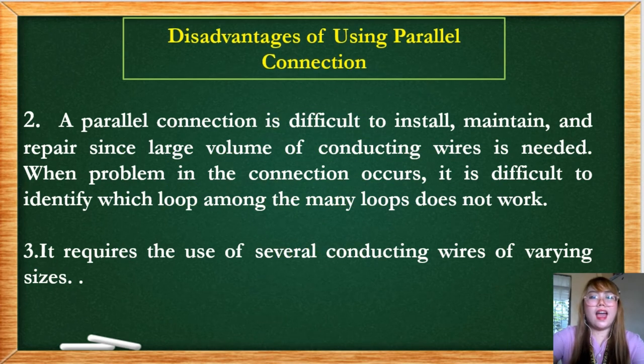Second, a parallel connection is difficult to install, maintain, and repair, since large volume of conducting wires is needed. When problem in the connection occurs, it is difficult to identify which loop among the main loops does not work. And third, it requires the use of several conducting wires of varying sizes.